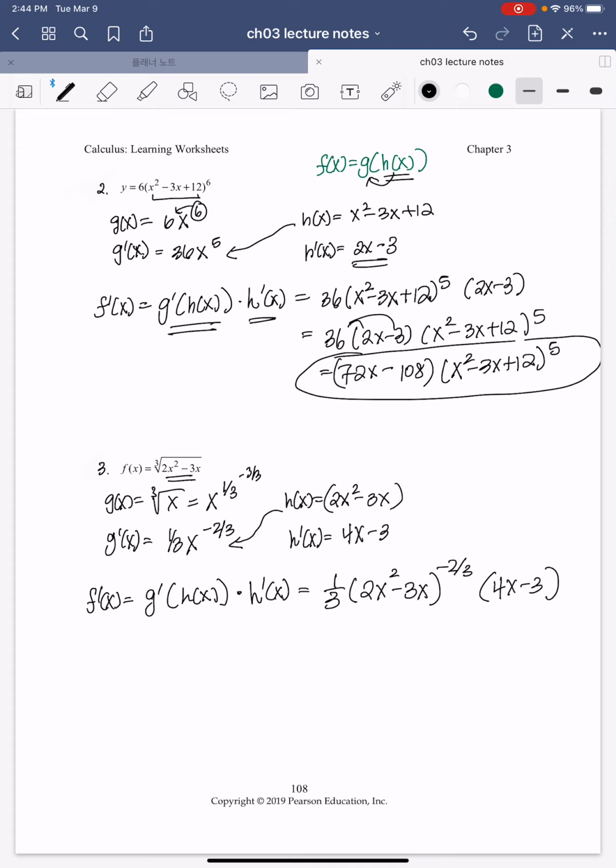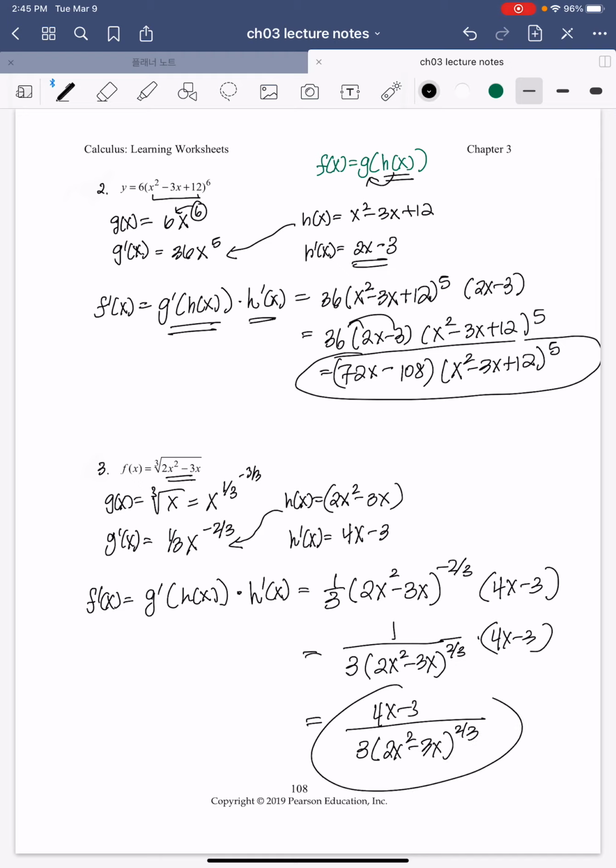Let's do a little bit of rearrangement. I can rewrite this negative power as a positive power by moving it down, and then the 3 is underneath. So you can write it this way: 2x squared minus 3x raised to 2/3 times 4x minus 3. Or you can write it as 4x minus 3 all over 3 times 2x squared minus 3x raised to the 2/3. Okay.